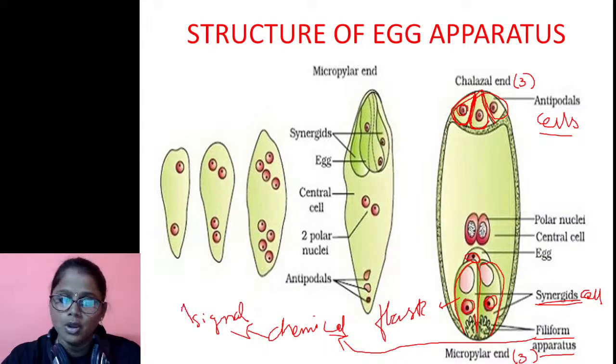They have to get into the style and they have to reach the embryo sac. For that they require some chemical signal. So that chemical signal will be given by the filiform apparatus.